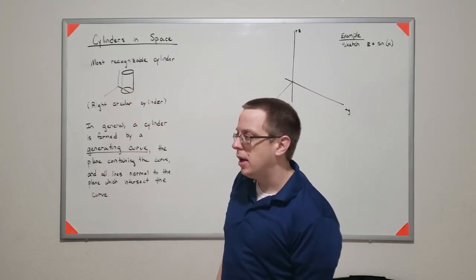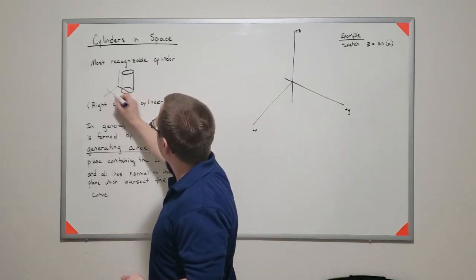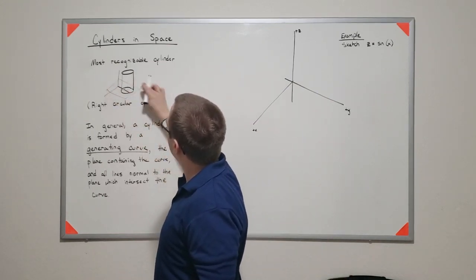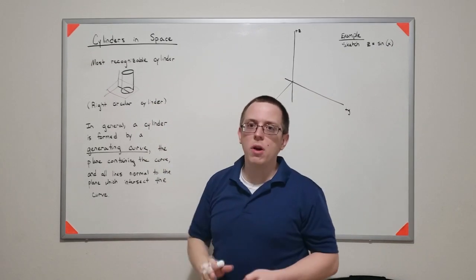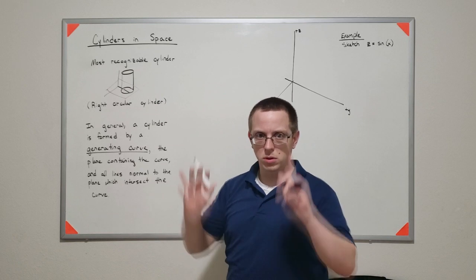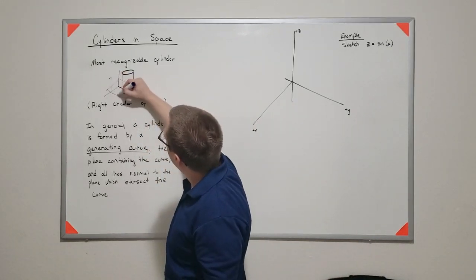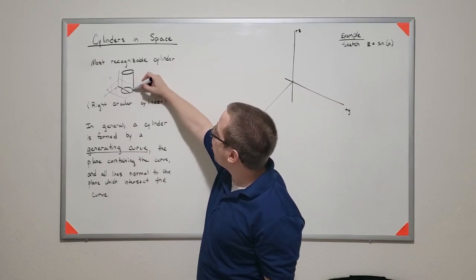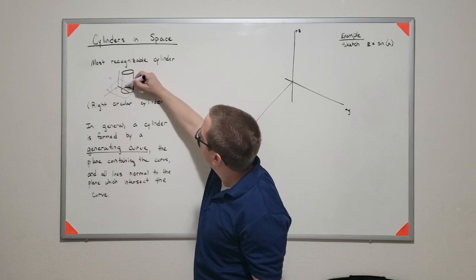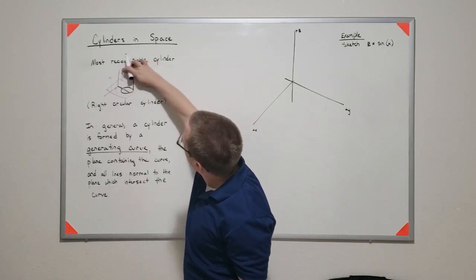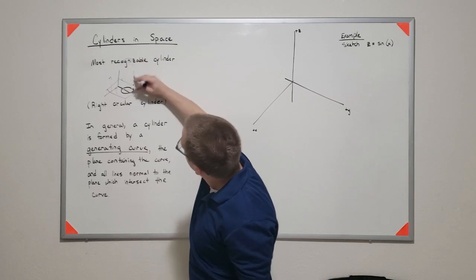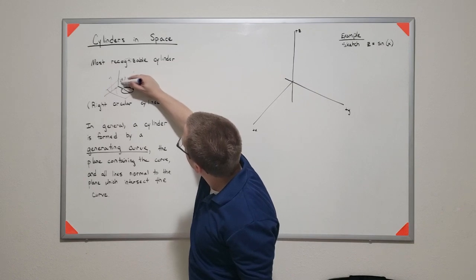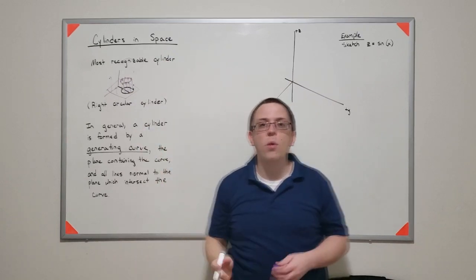So if we had that, and then we drew the plane that contained that circle, and then we thought about all the lines that are normal to that plane, so all the ones that come out of the plane, but specifically we constrained ourselves only to the ones that touch this curve. Then we could form a cylinder.